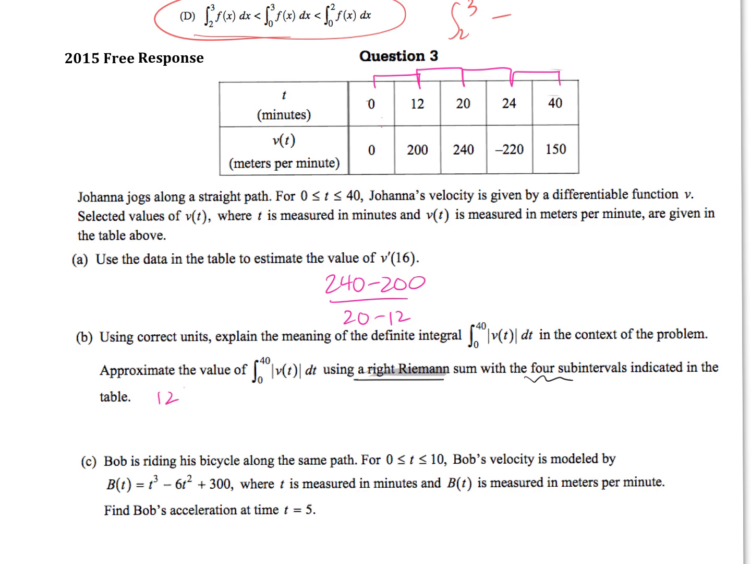What is the right height if I'm deciding between 0 and 200? Yeah, you pick the one that's on the right. In a right Riemann sum, I don't use the left height. So 12 times 200. What's my next base? 8 times 240. And next base? 4 times, be careful, it's absolute value, 220, positive 220. And 16, that's a very long base, times the height, 150.